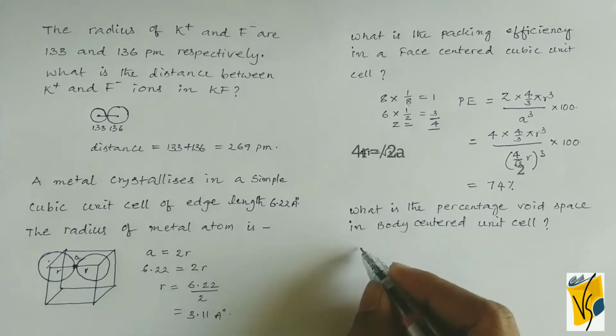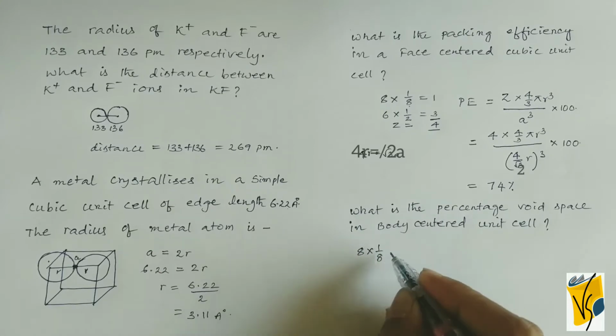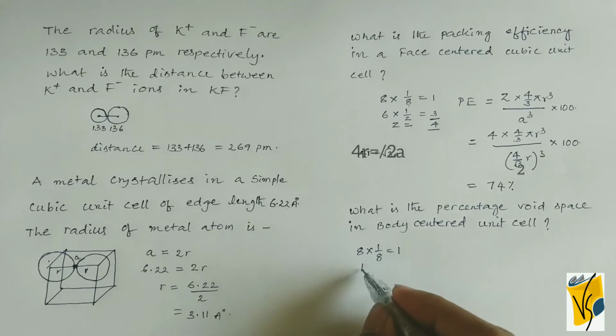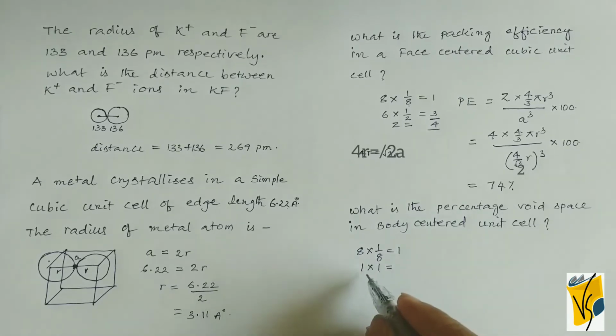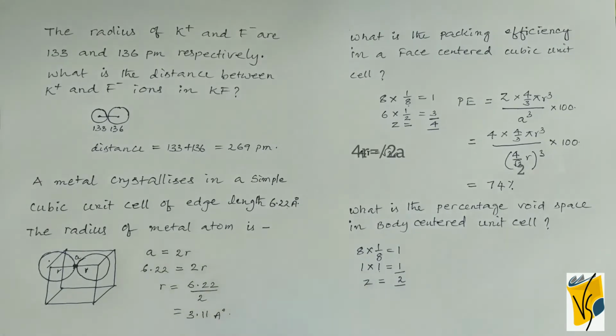What is the effective number of atoms? As I told you, 8 atoms are in the corners, so the effective number of atoms will be 1, and 1 at the body. The body centered position contributes as a whole to the unit cell. So contribution is 1, right? 1 into 1 will be equal to 1. So the effective number of atoms is equal to 2.